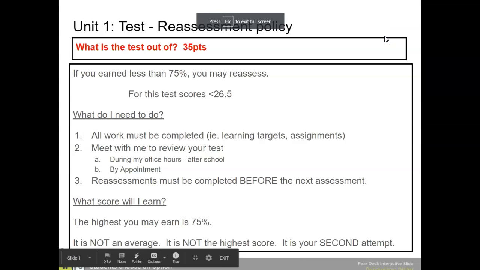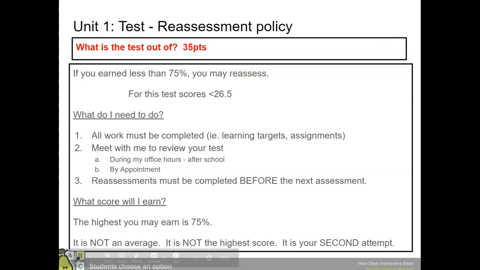Hello, economics students. Welcome to the first day of Unit 2. We'll be talking about supply, demand, and equilibrium in this unit.